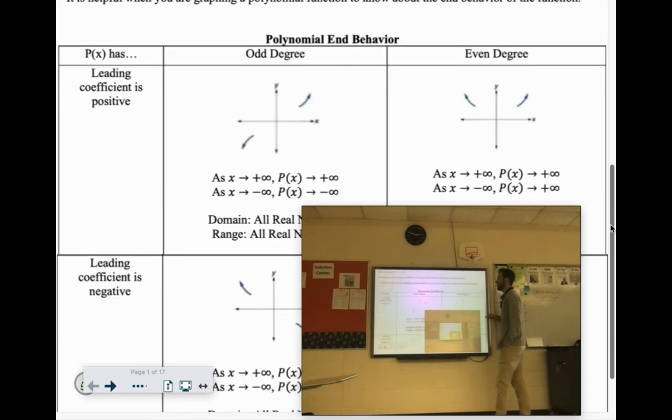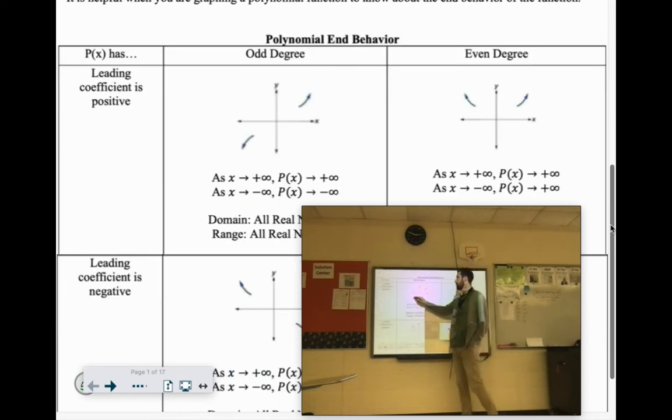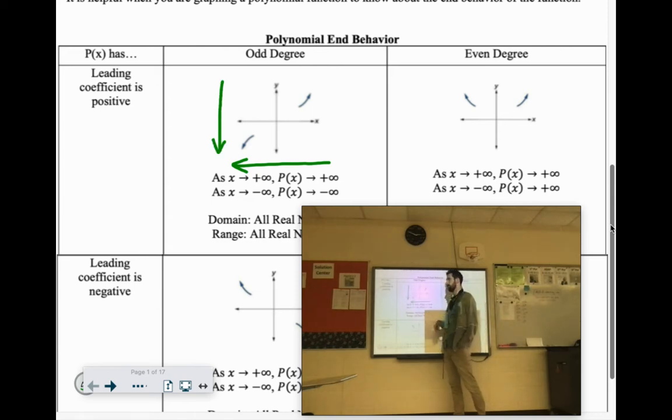So let's try, we have the graphs here. Like I said, odd degree starts low, ends high. But check out the end behavior. This is how it's listed. As x approaches positive infinity, towards the right, p of x, or the function, or y is also approaching positive infinity. So they go in the same direction. Now as x approaches negative infinity, which is going this direction, then y also approaches negative infinity.